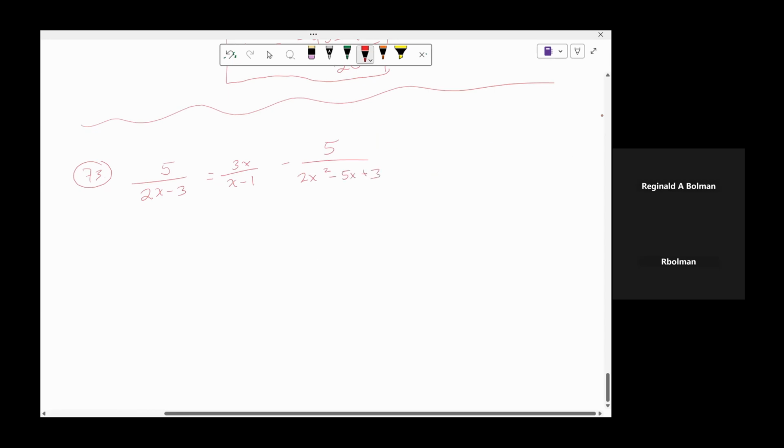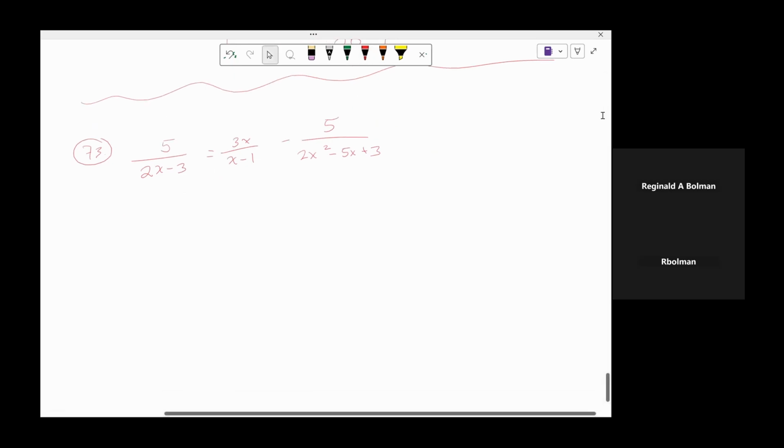All right, so what we've learned in this class is that the first thing we're going to do is we're going to scan through our denominators. We're going to set each one of these denominators not equal to 0. So 2x minus 3 cannot equal 0. That means 2x cannot equal 3.